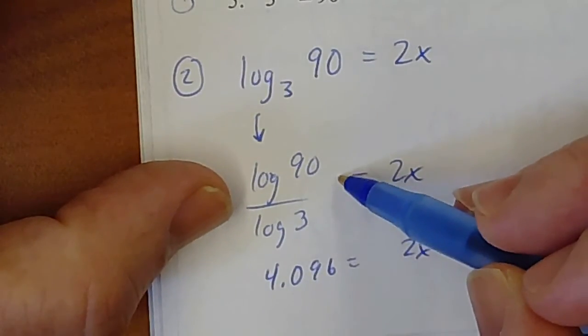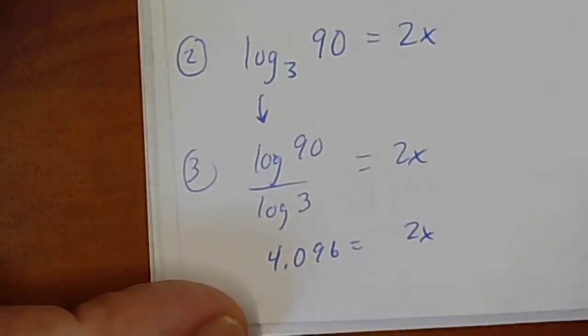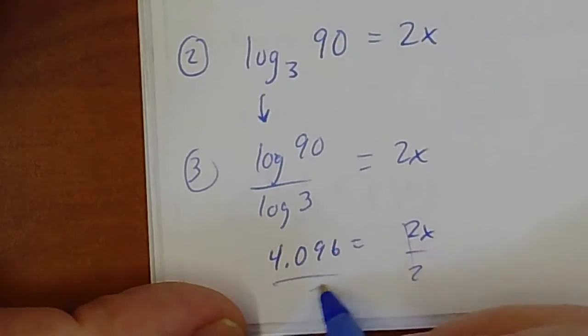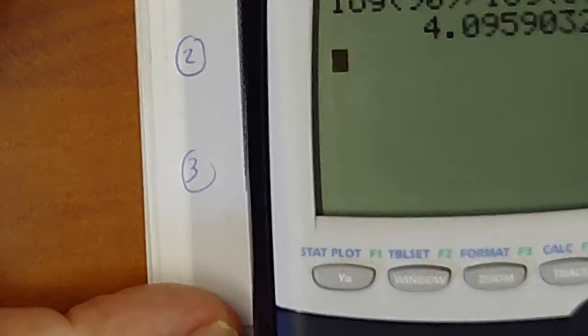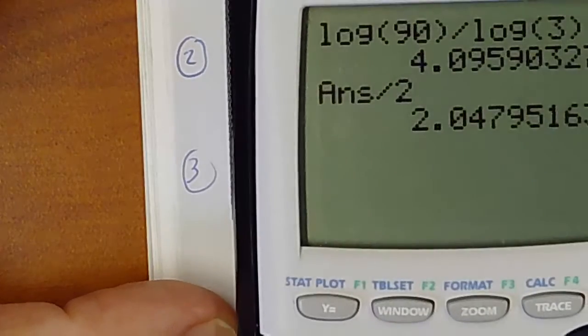Change of base formula. All right, now it's real simple, right? Just a pre-algebra step left, divide by 2. So I'm going to take half of that, and it gives me 2.048.